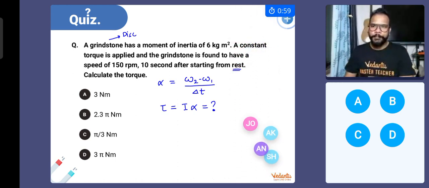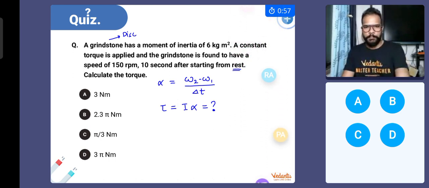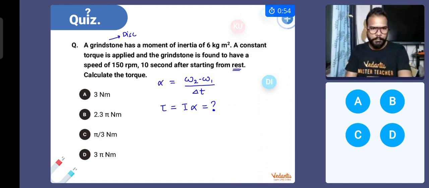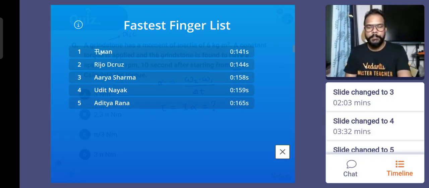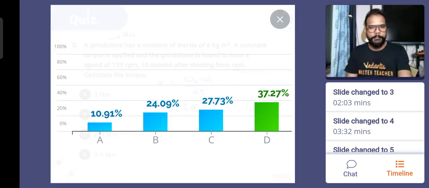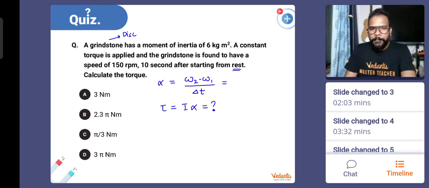Last 30 seconds, all of you. So let's find out the value of alpha. First, we need to talk about omega, which is given to us as 150 rotations per minute. So how many radians in one rotation? 2 pi. And how many seconds? 60 seconds in 1 minute, right? So this 0 gets cancelled. This cancels 3 times. This comes out to be 5 pi radians per second.